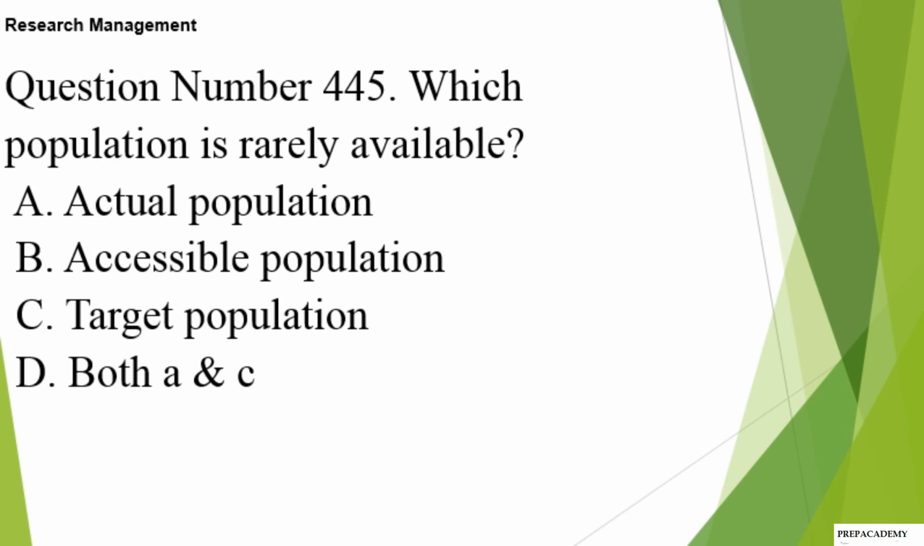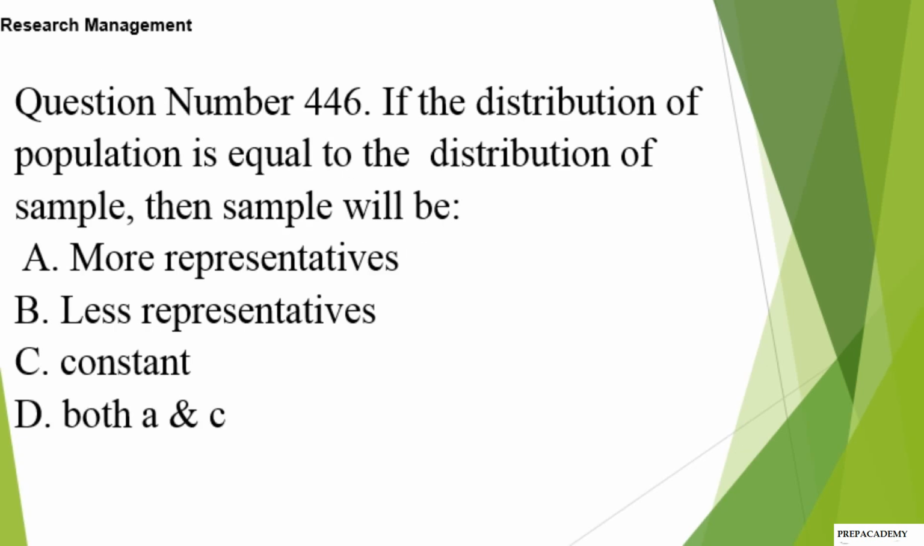Population. Question number 445. Which population is rarely available? A. Actual population, B. Accessible population, C. Target population, D. Both A and C. The correct answer is option D. Both A and C.